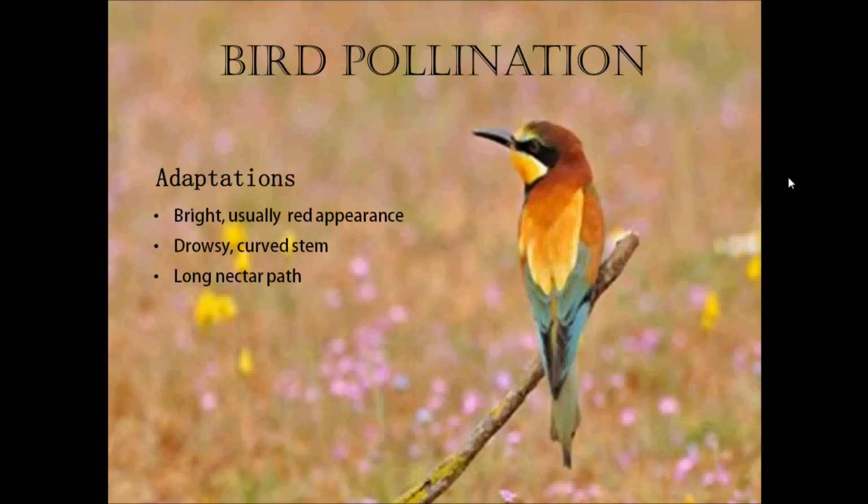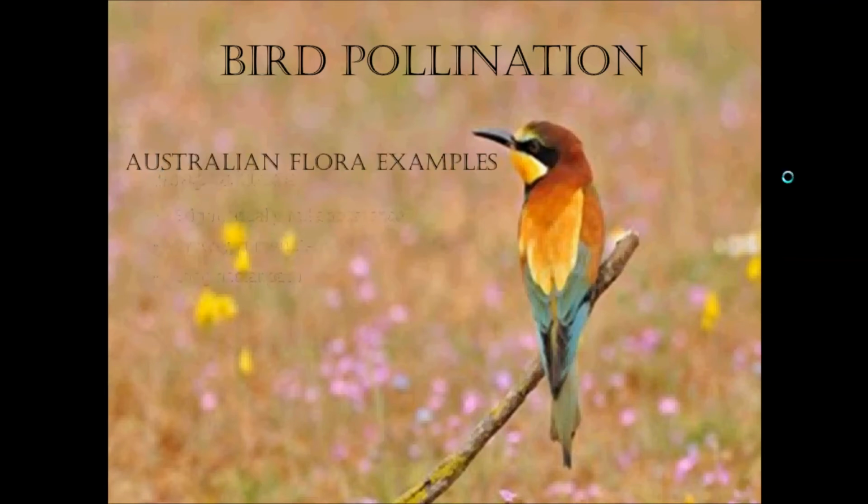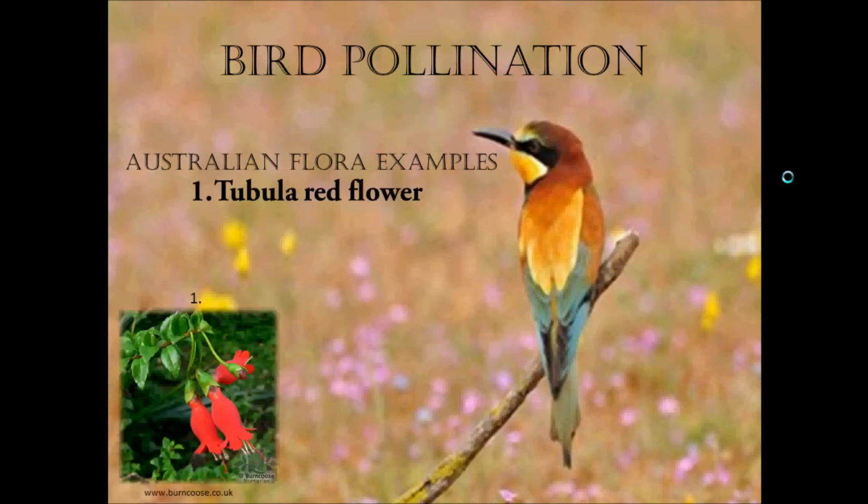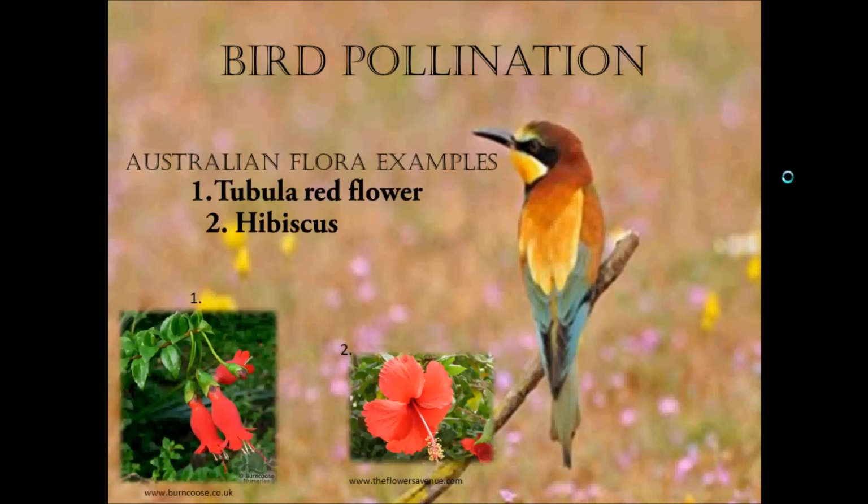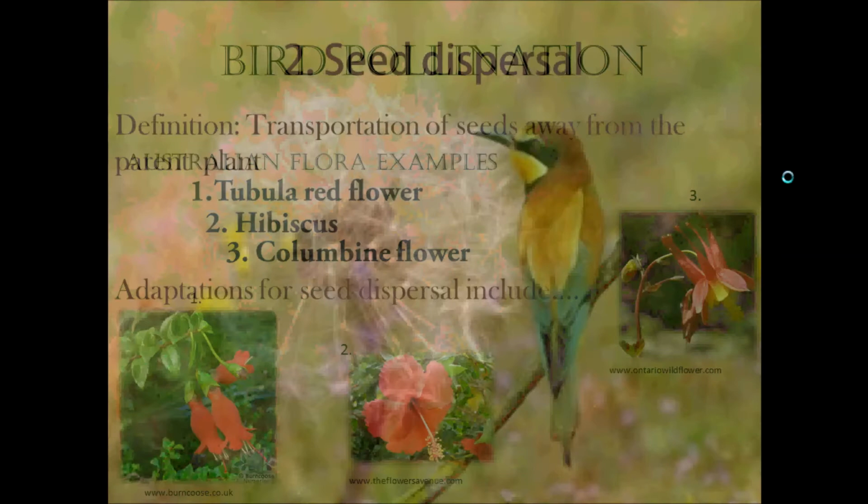Birds also play a vital role in pollinating Australian flora. Examples of adaptations: plants have a bright red appearance to attract birds. Flowers have a drooping appearance with a long nectar path, which lets birds insert their long beaks. Australian examples include tubular red flowers, hibiscus, and columbine flower.